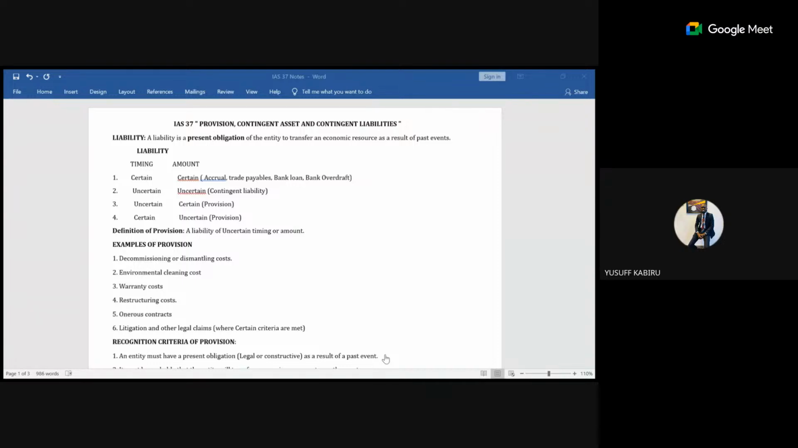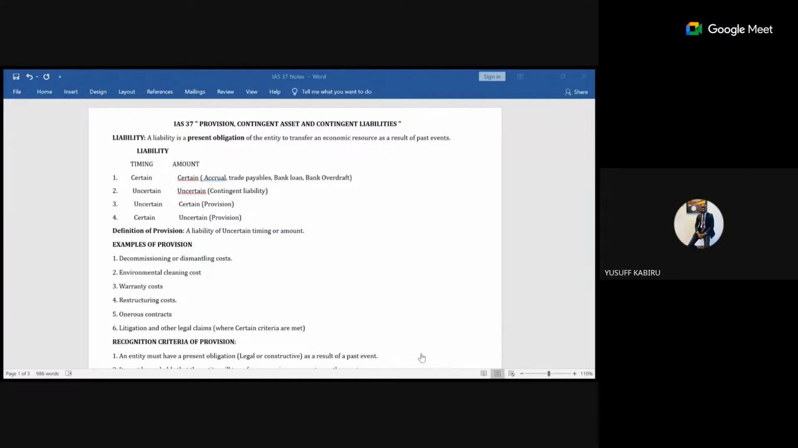Now provision is a standard on its own, and provision is a liability. That takes us to our first item tonight. What is a liability? A liability, in line with the conceptual framework, is a present obligation of an entity to transfer an economic resource as a result of past events. So please, let's get this liability very well. What is a liability? A present obligation.